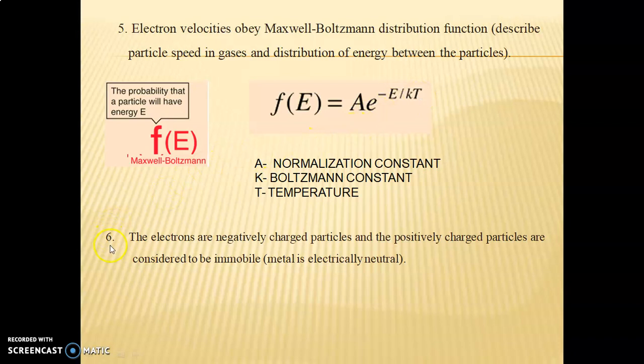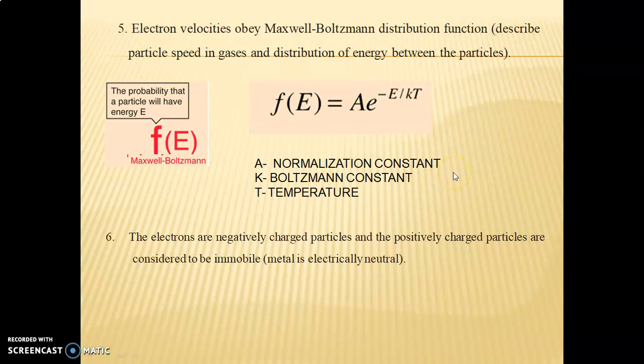Sixth postulate: electrons are negatively charged particles and the positively charged particles are considered to be immobile. These are all the six postulates of classical free electron theory.